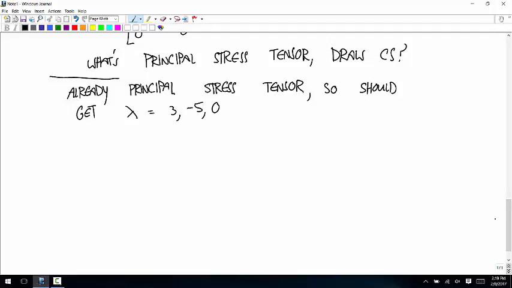So we're going to go through the calculation with the lambdas, and we're going to get these values, and then I'm going to show how to interpret that, okay? So we'll go to the eigenvalue equation.